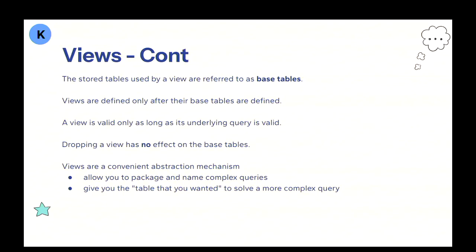And a view is valid only if the query for generating that view is valid. So if a query is not valid, or if that query runs into some errors, the view is not created. And dropping a view does not affect the base tables. So let's use the example of the C language. If you just delete a pointer, the actual data won't be affected. So that's the effect of dropping views.